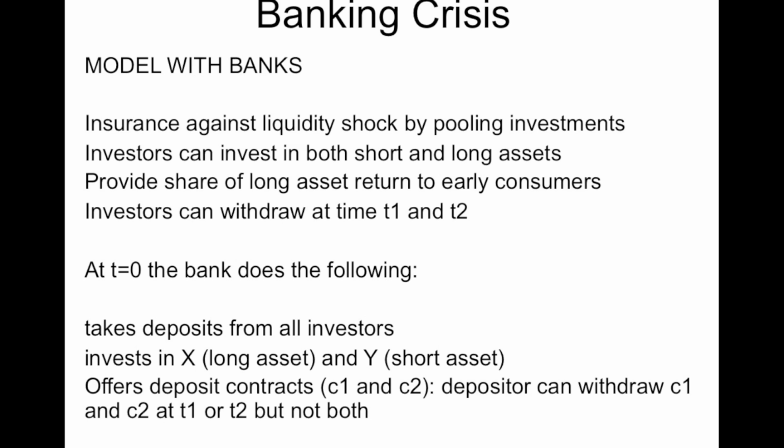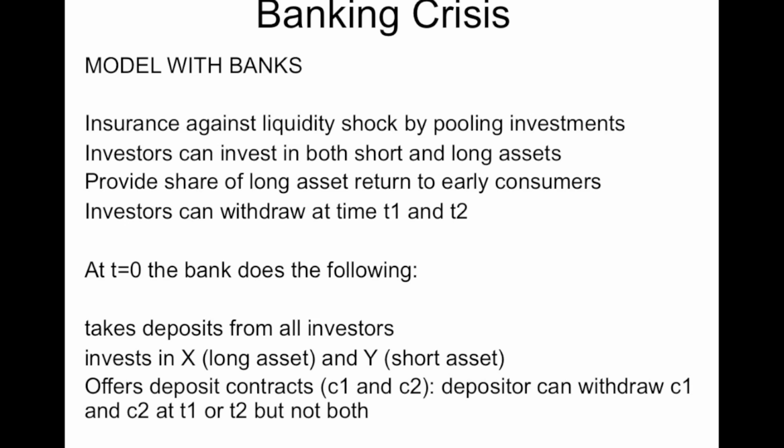Also, if you're an early consumer, we can do this. Before, there was no way you could get the return that a long asset will produce, because as an early consumer you would just use the short-term asset and be happy. But banks actually provide you the return of a long-term asset. And as an investor, you can take out money at any point, at t equal to 1 and also at t equal to 2. So how does the bank do all this?